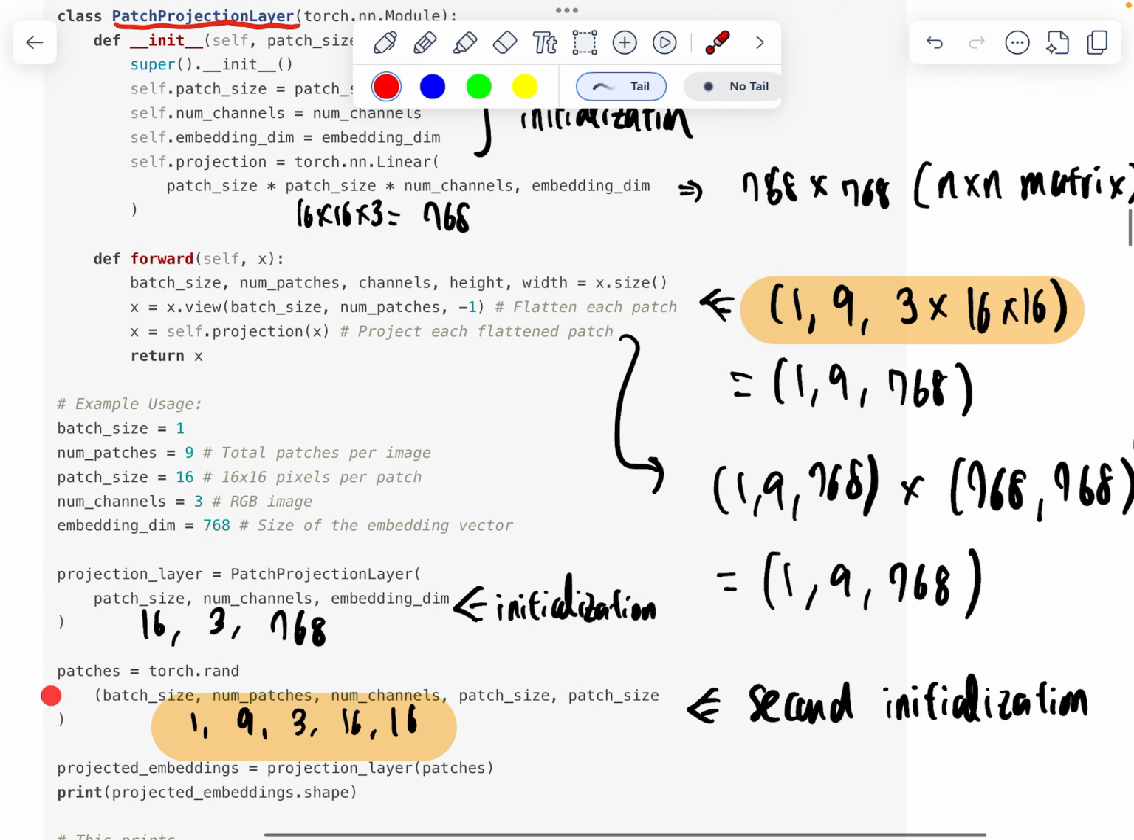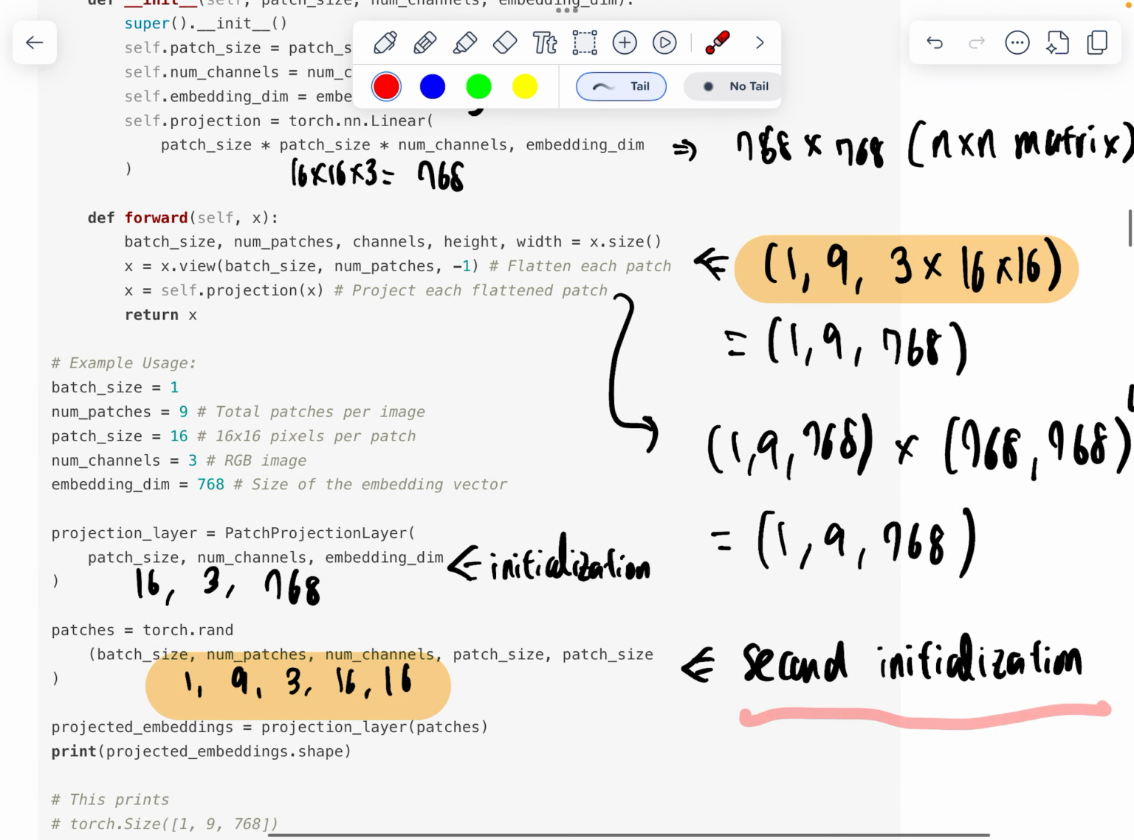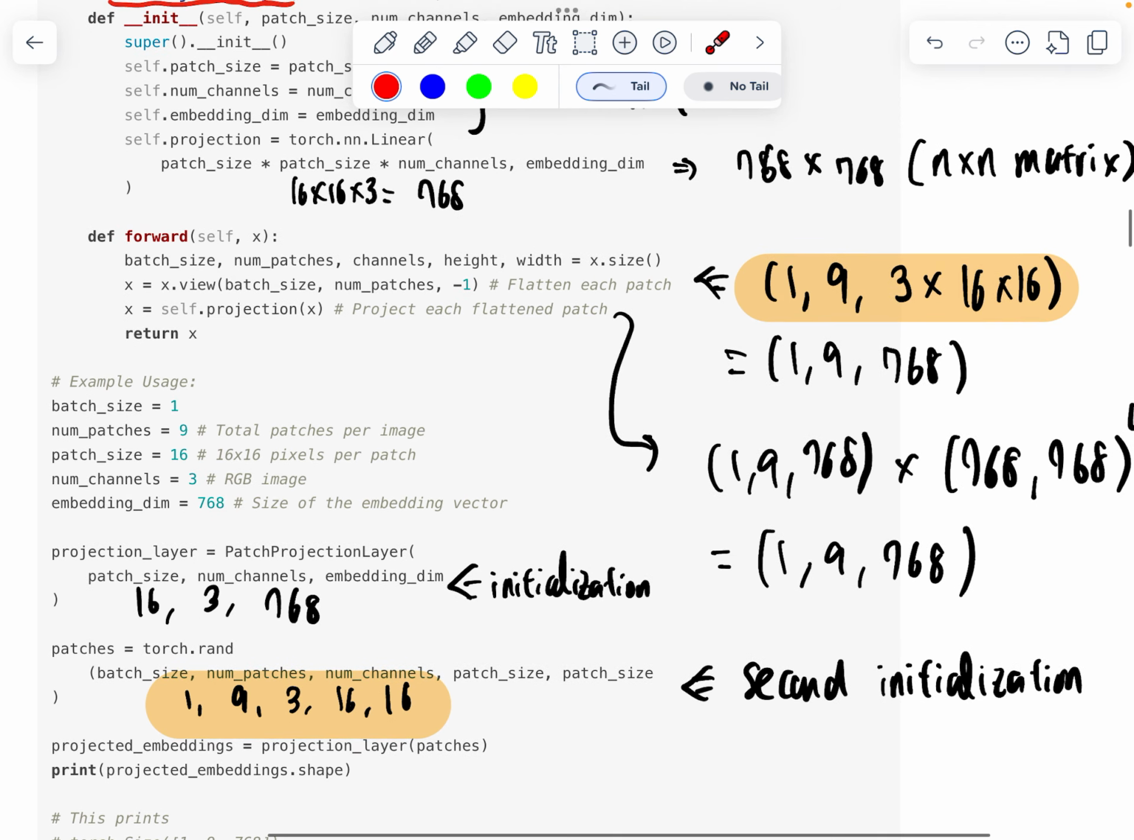And then he does a different initialization, like patches, and then he generates a random torch tensor with dimensions 1, 9, 3, 16, 16. So this is a second initialization. So why does he do this?